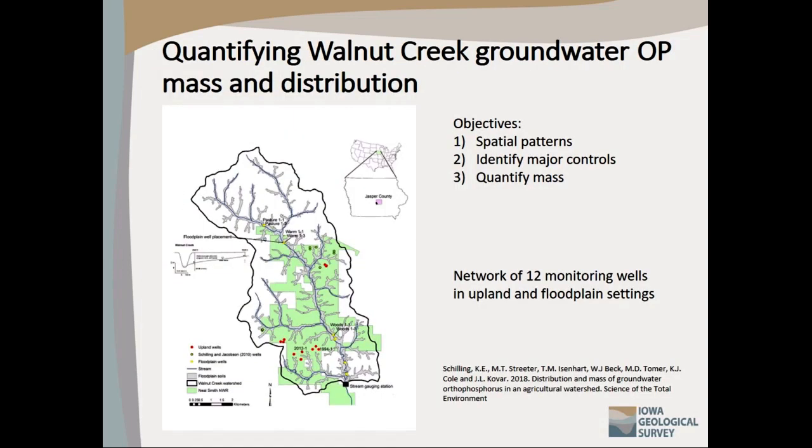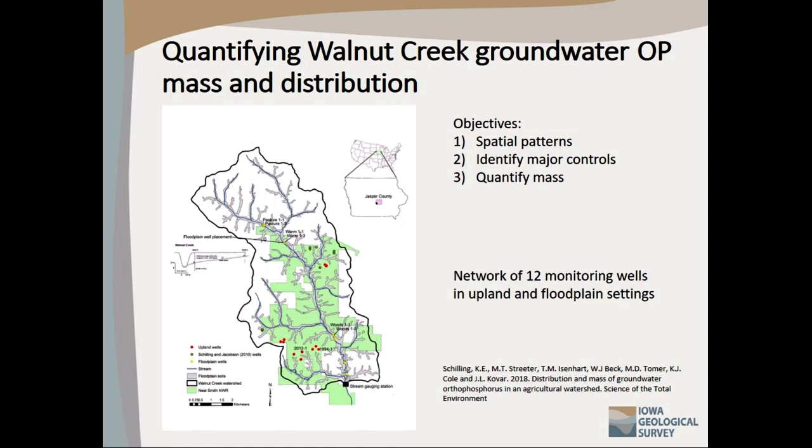All right, last example, let's go through Walnut Creek again, and now we're going to look at groundwater orthophosphorus concentrations, the mass and distribution. So you're starting with the watershed, you want to monitor for your pollutant of some sort. How do you do that? Here we had a network of 12 monitoring wells per 20 square mile watershed. How do you use only 12 wells to characterize this watershed? Again, it's the groundwater response unit idea.